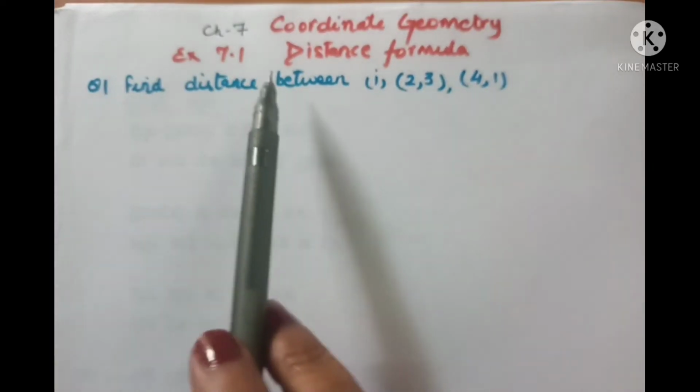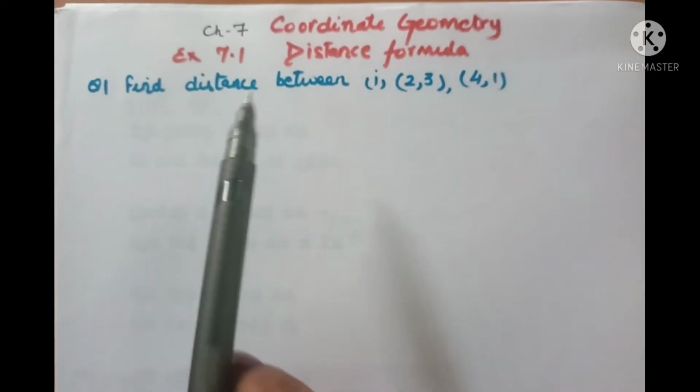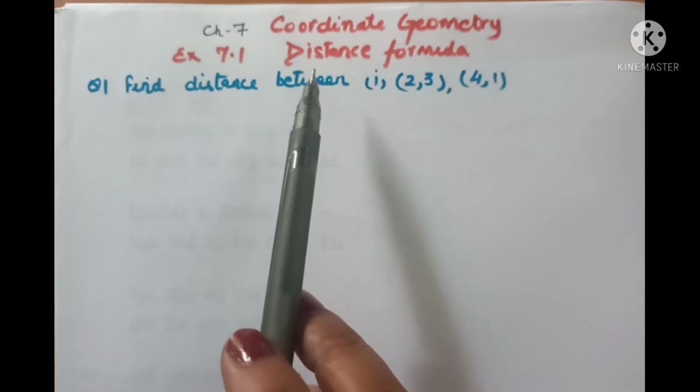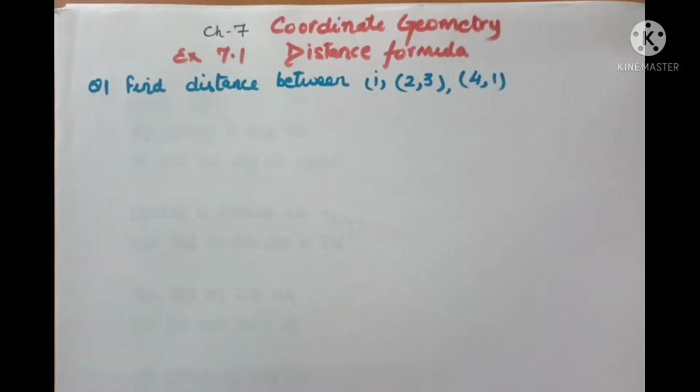Start with chapter 7, that is coordinate geometry, and its first exercise is based on the distance formula. So let's get to the basics of the distance formula first.